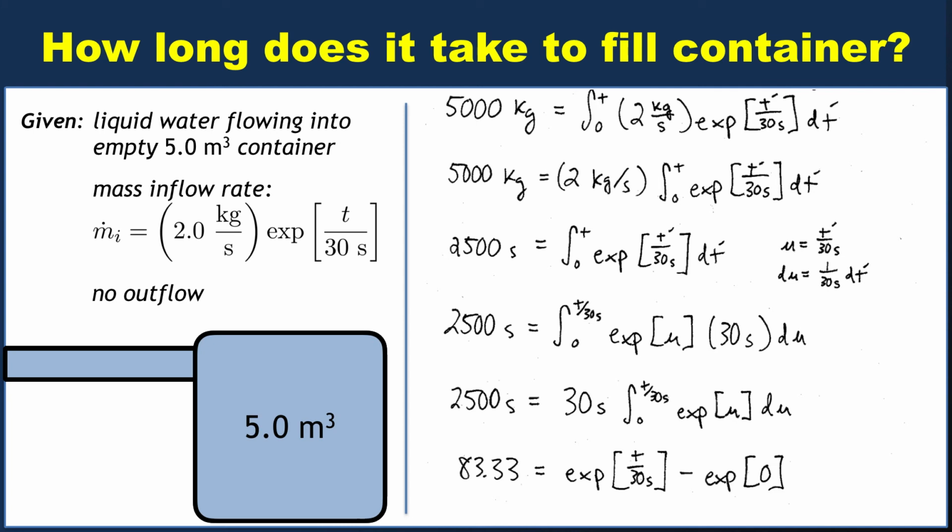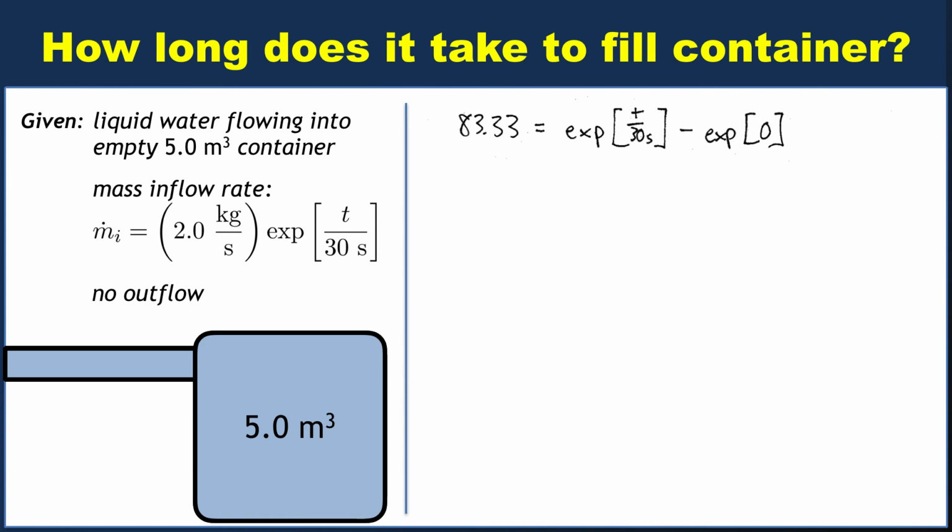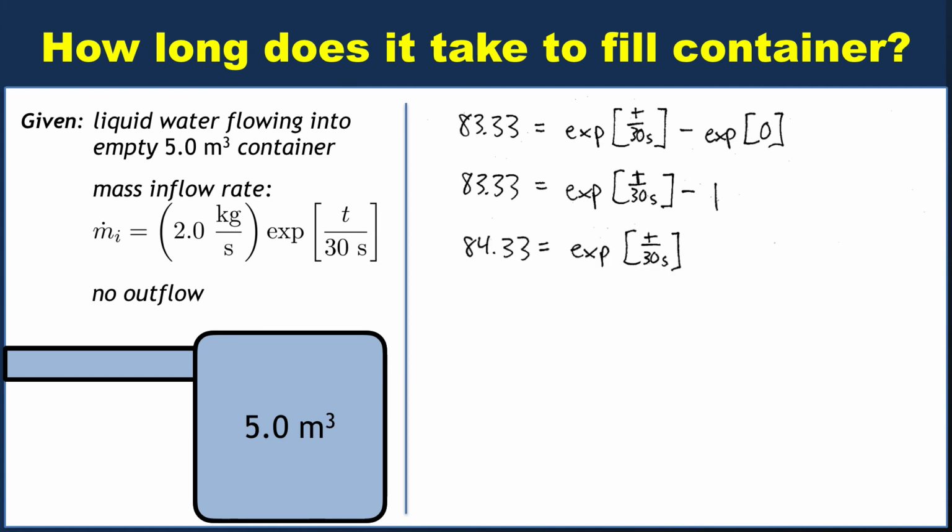Must equal, and now I've evaluated the integral, e to the t over 30 seconds minus e to the 0. Remember, the 0 term is not itself 0. E to the 0 is 1. Okay, so we'll move that up. Let's write that explicitly so we don't forget about e to the 0. That tells us that we can move the 1 over to the left-hand side and get 84.33, again unitless, must be e to the t over 30 seconds.